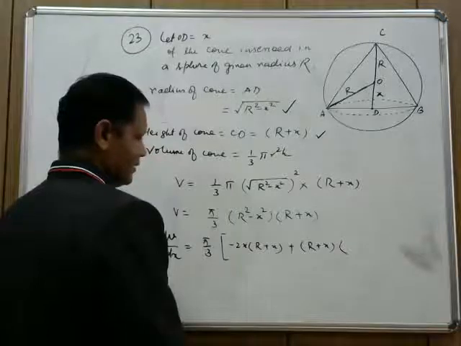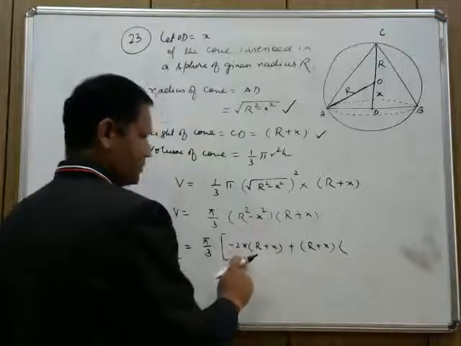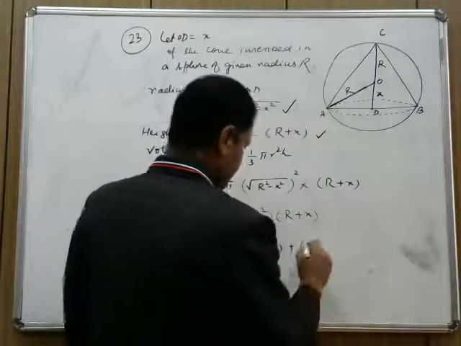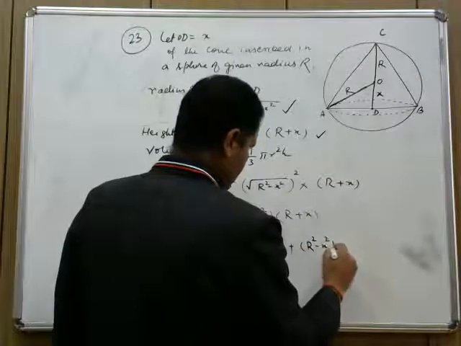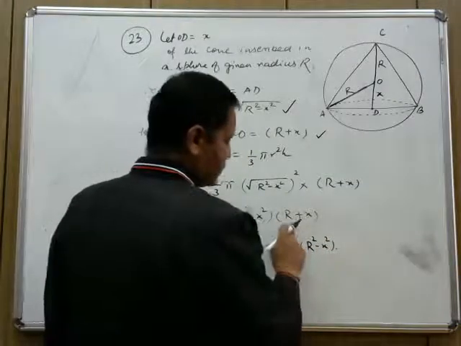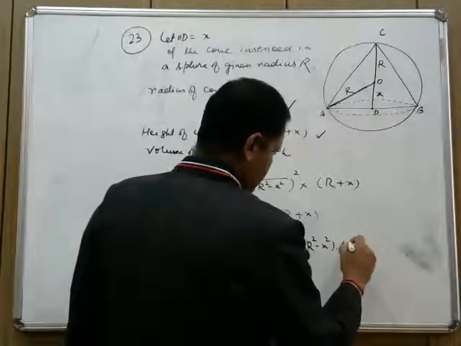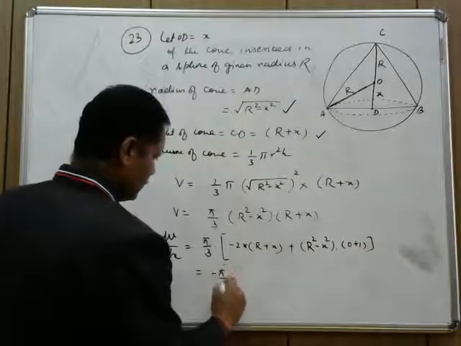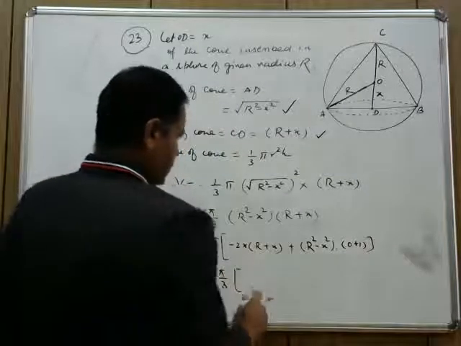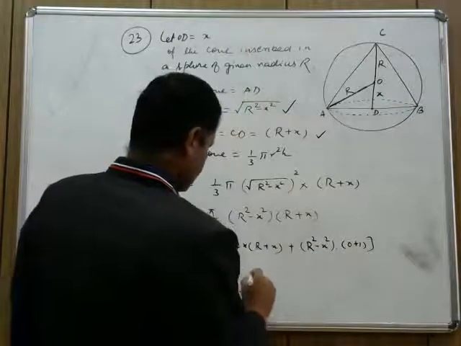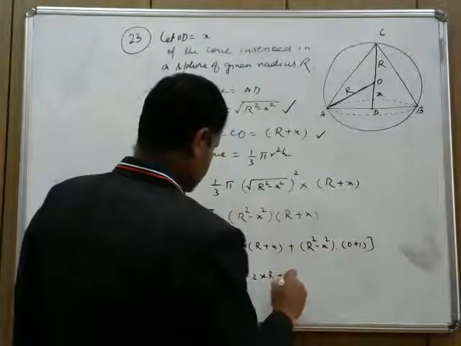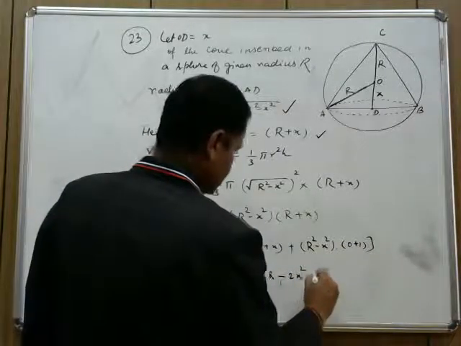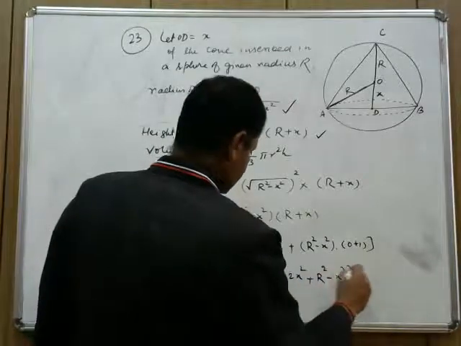Differentiation of r square minus x square is minus 2x into r plus x. Now r square minus x square into differentiation of r plus x, r will be 0 and x will be 1, so 0 plus 1. Just go one more step ahead. Pi by 3, minus 2xr, plus minus 2x square plus r square minus x square.